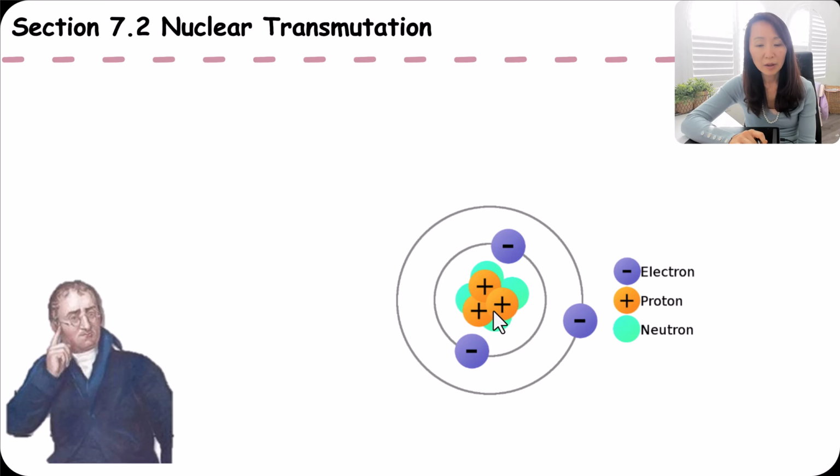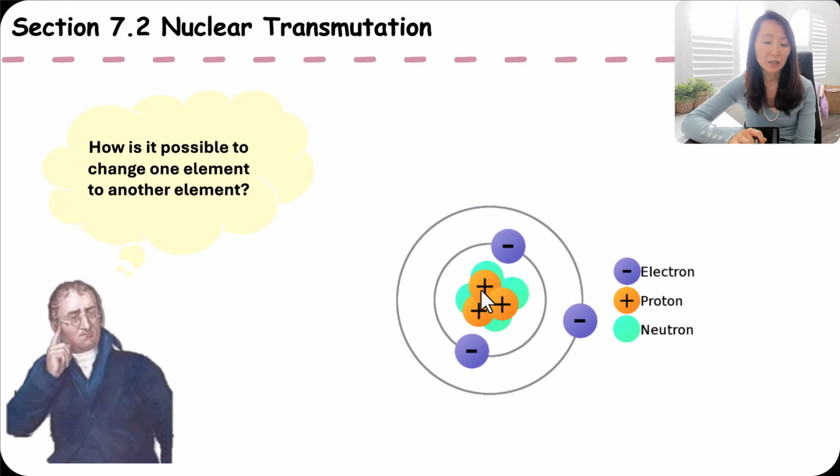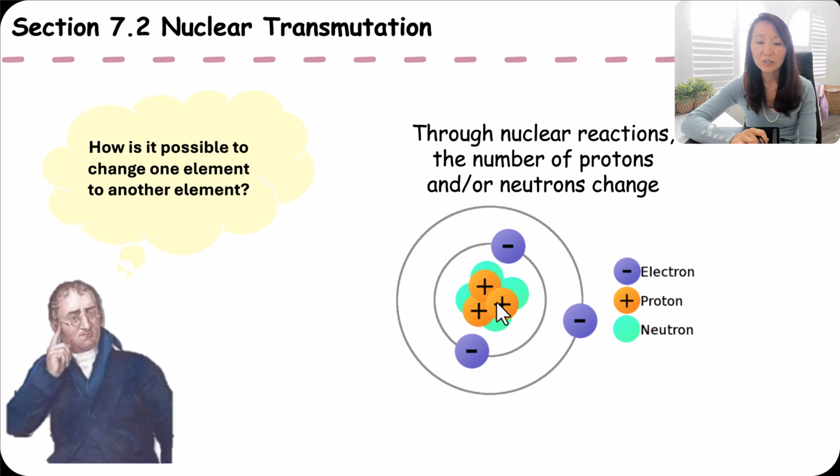Now, this lithium is a very simplified version and has a nucleus inside. It has protons and neutrons, and it's got electrons around the nucleus. The nuclear transmutation, therefore, is basically playing around with what's in here. Dalton might ask, how is it possible to change one element to another element? Well, it's by manipulating, doing something to this nucleus that will cause one element to form into another element. That transition is called the transmutation.